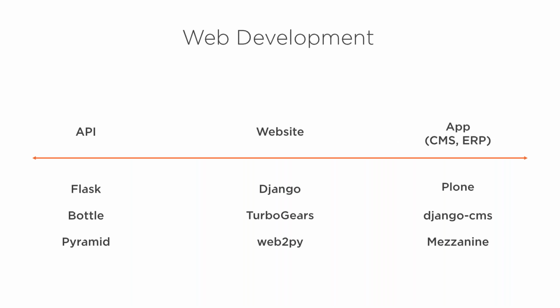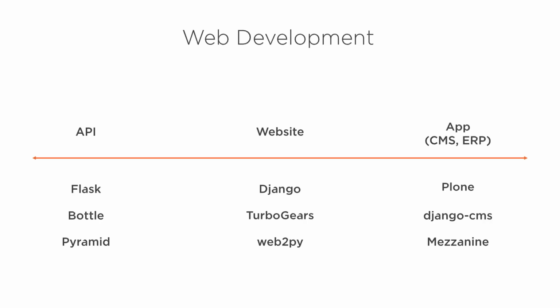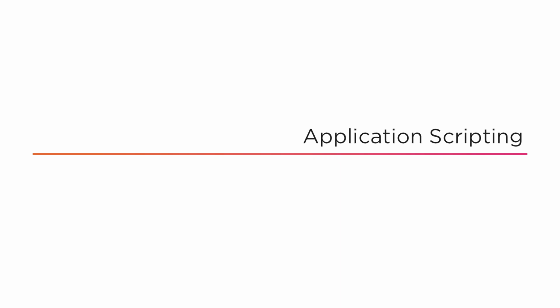Here you see Python. These are the major applications which have been developed using Python. When you talk about web development, there are Flask, the framework I was talking about, Bottle, Pyramid, Django, TurboGears. Django is a framework for web development. Flask is a web framework for web development, which I said just 5 minutes before. Many applications have been developed, like Plone, Django CMS, Mezzanine, and so on. These are some of the things.